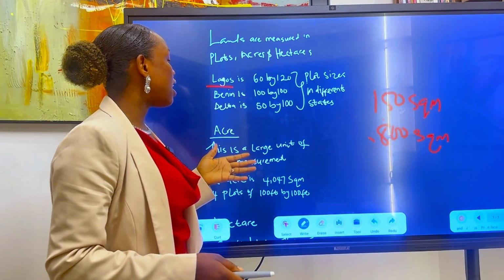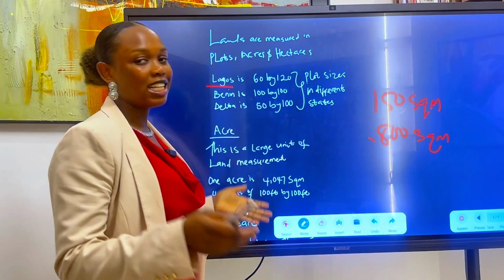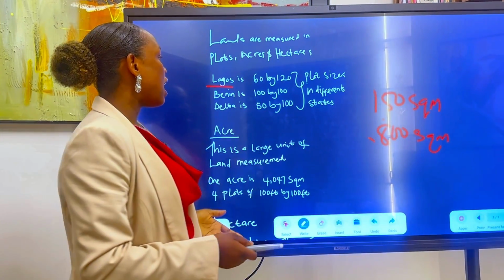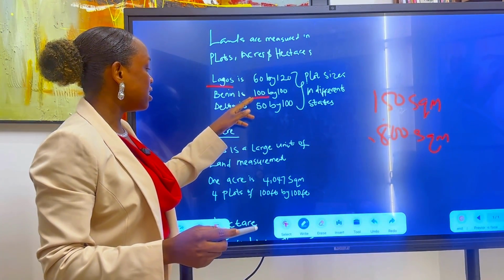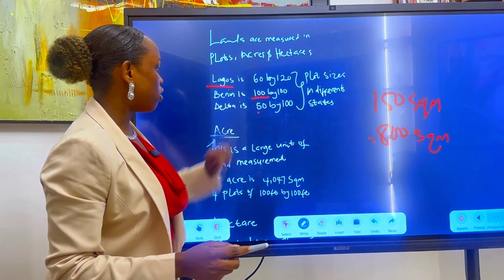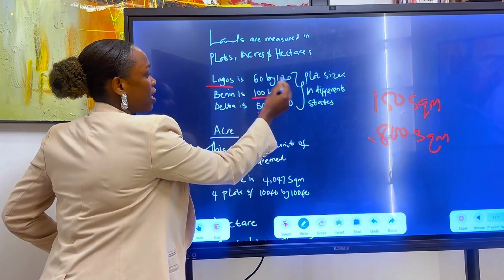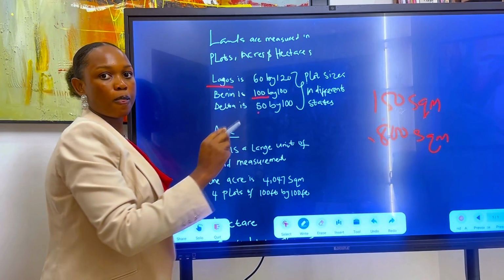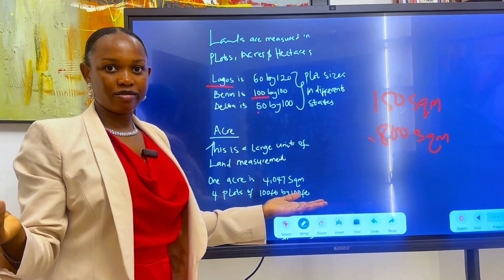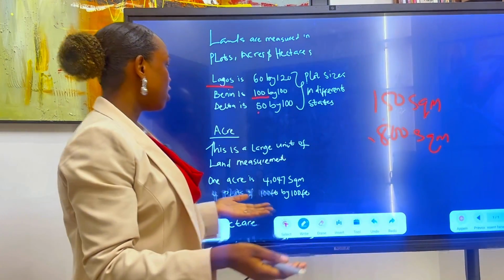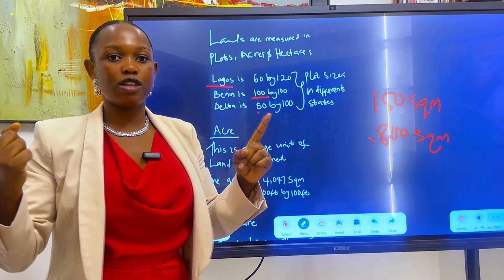So in Delta, the official plot of land is 50 by 100, and Edo is 100 by 100. And if you look at it very well, you see that the 100 by 100 is way bigger than this 50 by 100. So you have two of these to make this one. So in Edo, 50 by 100 is like half plot of land. But in Delta, 50 by 100 is one plot of land.